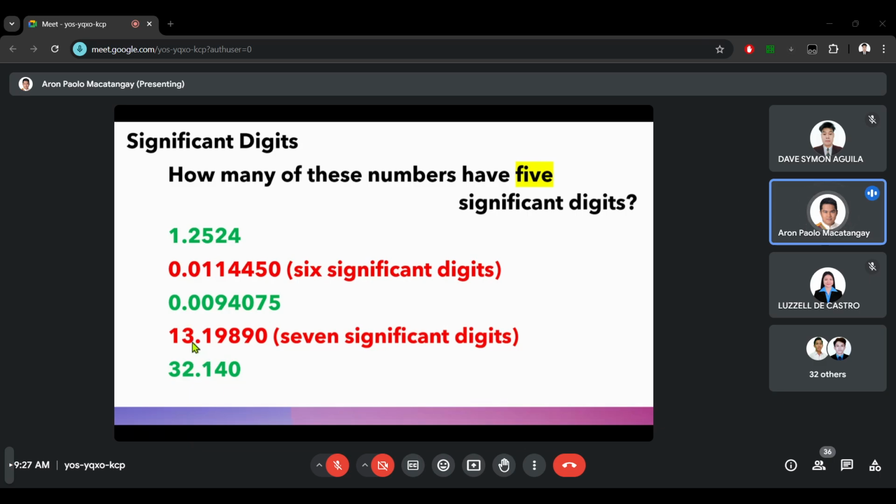Okay, any questions about these significant digits? Later on, in our sample problems, I will also show how these significant digits appear in our problems so you can get an idea of how it is applied. Okay, if no more questions, then we proceed to our class reminders.